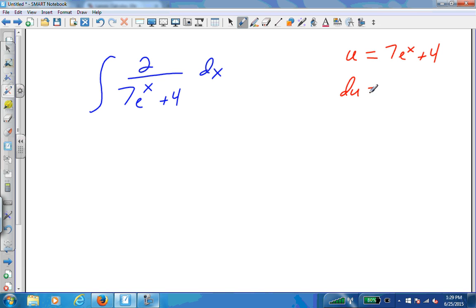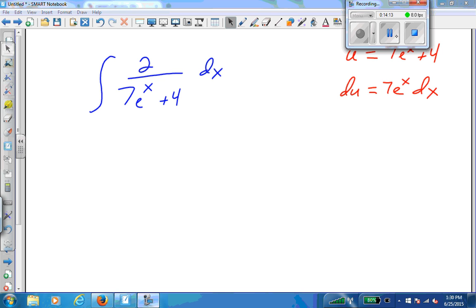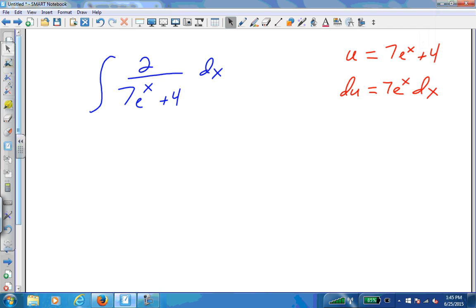So if we let the denominator be u, then the derivative of that would be 7 e to the x dx. The derivative of e to the x is e to the x. So let's think about this. Let's see if we can make that. So this doesn't look to work.